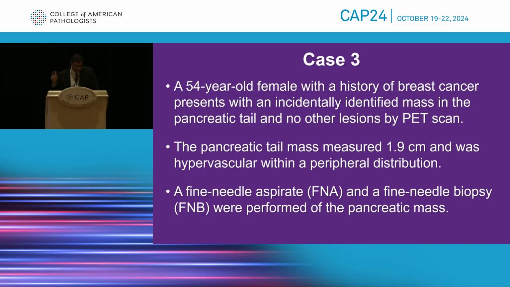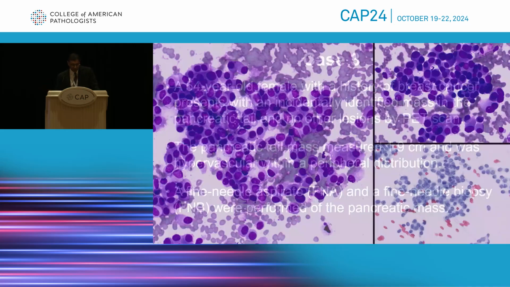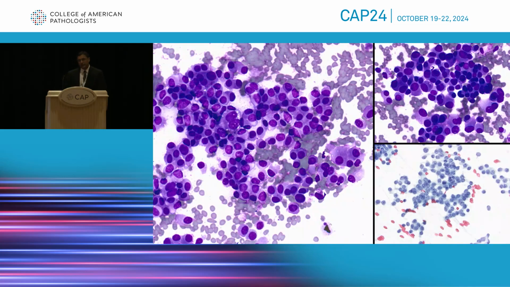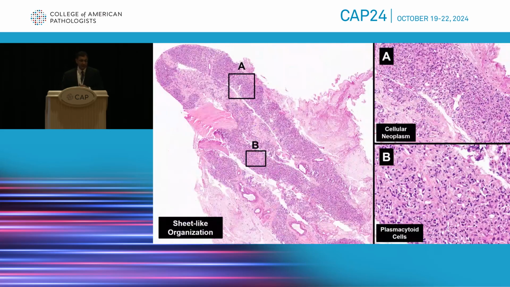The next case is a 54-year-old female with a history of breast cancer, and upon surveillance imaging was found to have a pancreatic tail mass that measured about 1.9 centimeters. Both an FNA and FNB were performed. The FNA on Diff-Quik was hypercellular within a bloody background, composed of a monotonous population of cells. These cells had variable amounts of granular cytoplasm and dense, eccentrically placed nuclei, giving a plasmacytoid appearance. On Pap stain, as on the bottom right, the nuclei are round and uniform, with inconspicuous nucleoli.